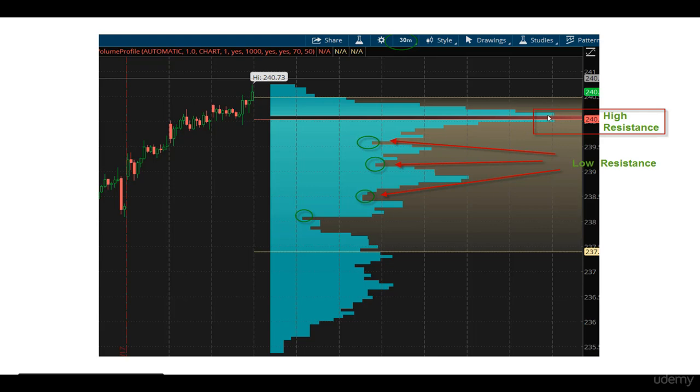So if the price falls from here, more than likely it might slow down here a little bit, but then the big mountain is now at about 238. So this is what you have to look at. The peaks represent a nice resistance and the troughs represent weak points which will quickly get breached.